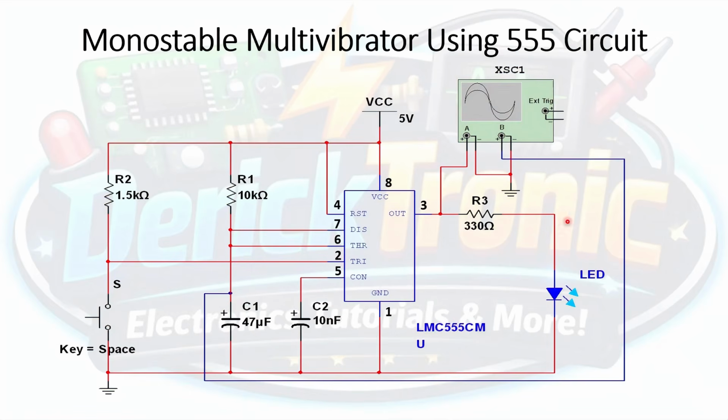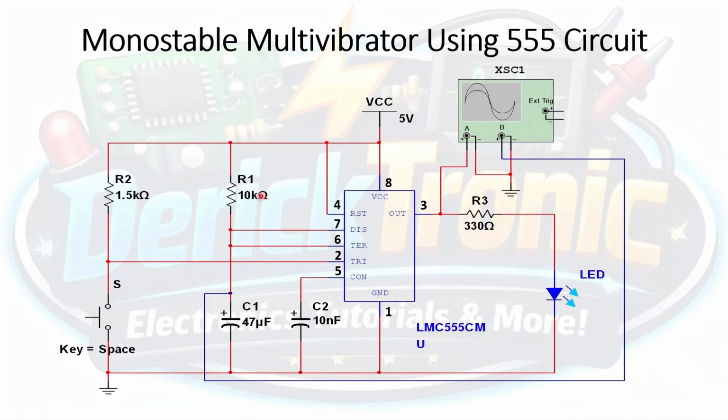The output pin of our 555 timer, that will be pin number 3, will be connected to a 330 ohm resistor this time around, and that 330 ohm resistor will be connected to the anode of a blue LED, with the cathode of the blue LED connected to ground.